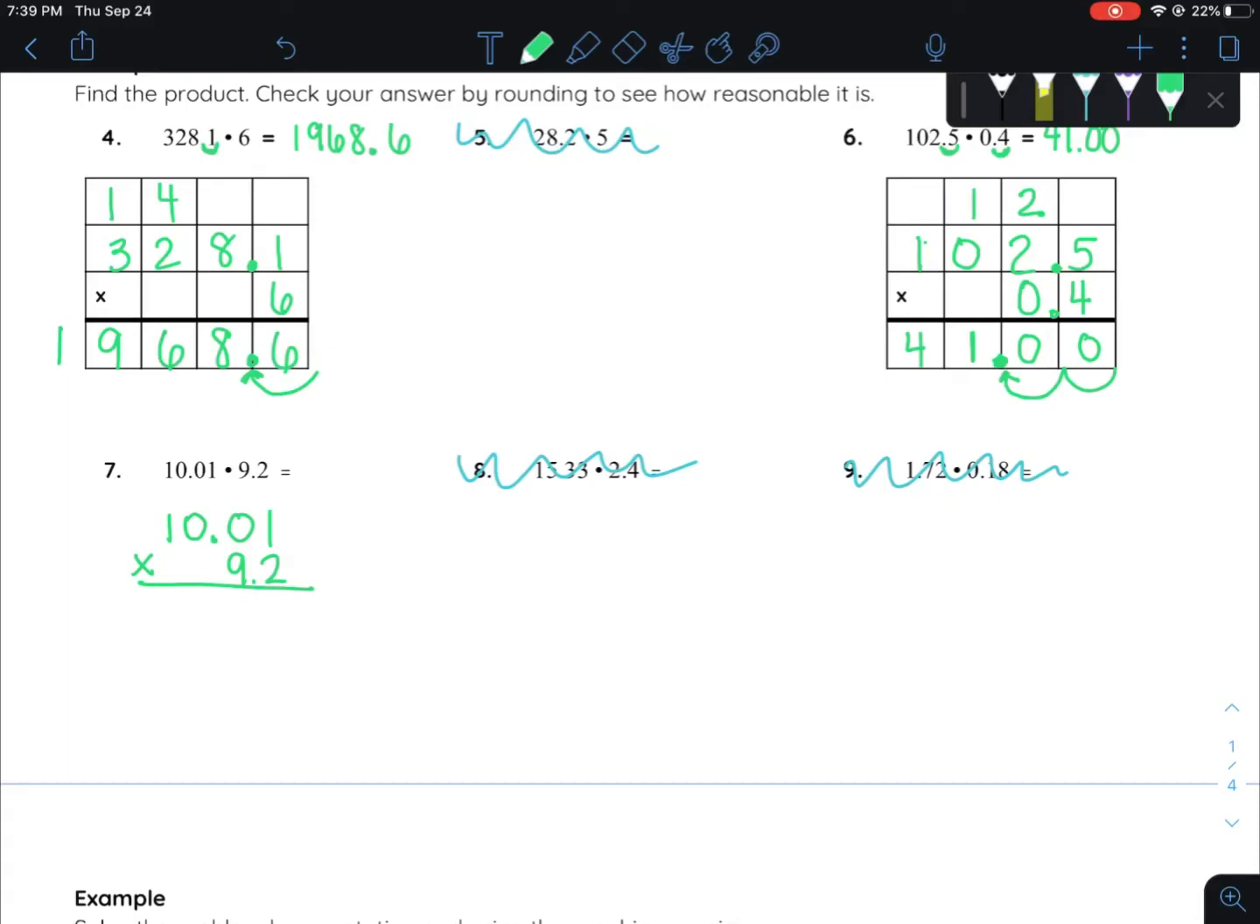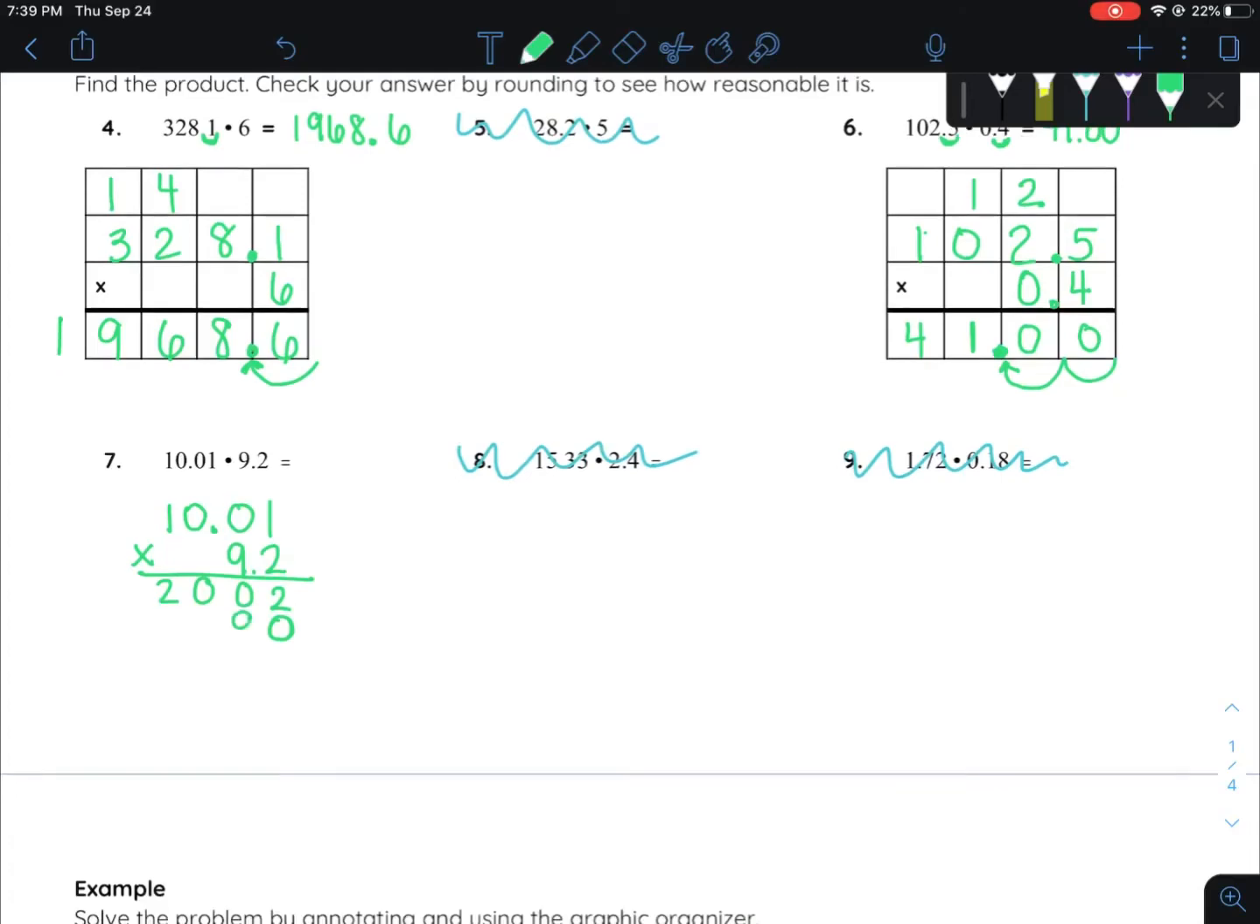So 1 times 2 is 2. 2 times 0 is 0. 2 times 0 again is 0. And then 2 times 1 again is 2. Now we're moving in a place value, so add in your 0. 9 times 1 is 9. 9 times 0 is 0. 9 times 0 is 0 again. And then 9 times 1 is 9. Add them up. 2, 9, 0, 2, 9.